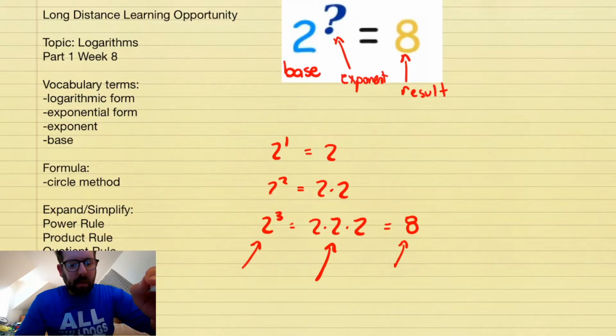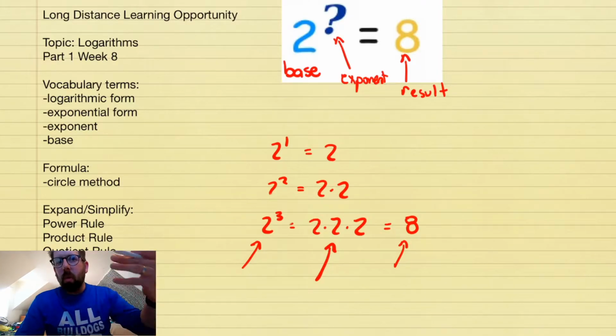We're going to be looking at what we call a circle method, changing this problem into a logarithm, or a logarithm back to this type of form. This is the traditional form. We'll be looking at power rules, product rules, quotient rules, different rules, and we're going to just introduce them. And then next week, we're going to go into more and more.